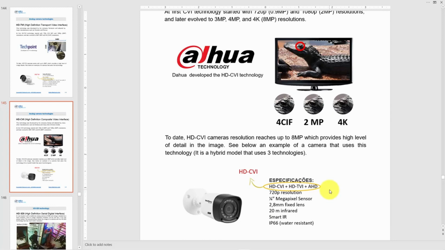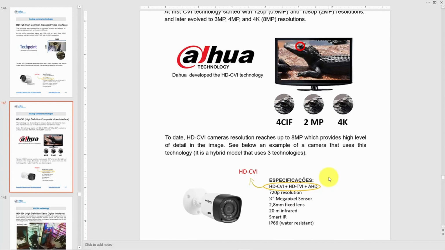You can also have some manufacturers using hybrid technology, meaning you can plug your camera into a DVR that's also hybrid. It doesn't matter if the DVR has HD-CVI, HD-TVI, or AHD, the camera can send the signal so the DVR can record correctly. Those are hybrid devices. So you can buy a hybrid camera and a hybrid DVR, or your DVR has just one technology, let's say HD-CVI, right? But your camera can change the technology it's using. So you use CVI, TVI, or AHD, okay? So that's very, very important.